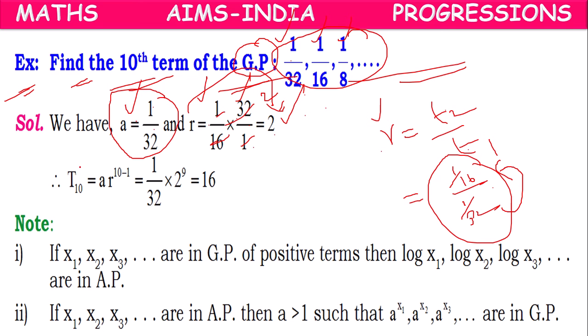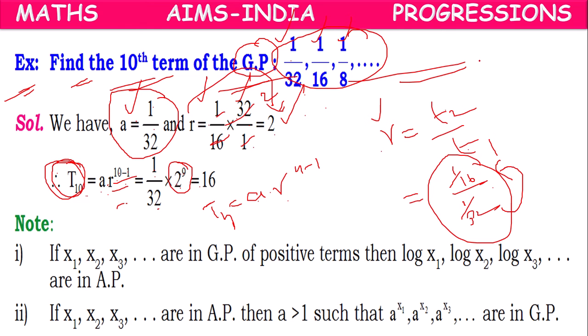Next, T10, the 10th term. For finding Tn, the formula is A into R power n minus 1. For finding the 10th term, the formula is A into R power 10 minus 1. So A value is 1 by 32, into R, R value is 2, 10 minus 1 means 9. So that equals 2 power 9. Value how much?